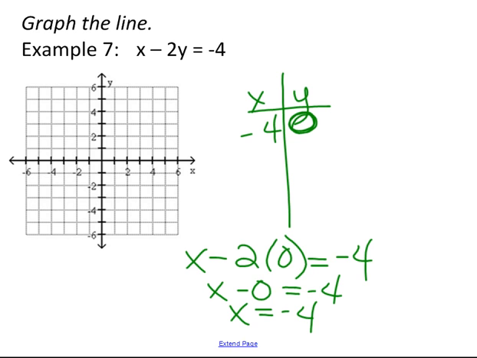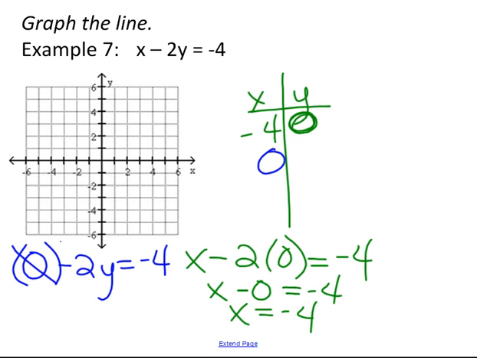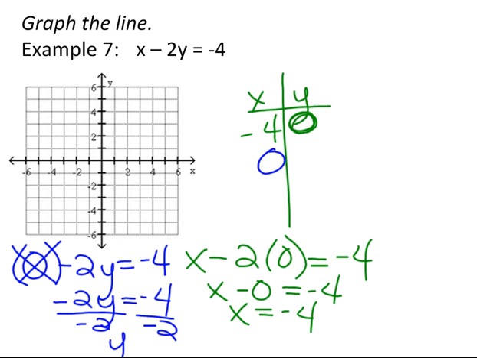I'm going to repeat the process, only this time I'm going to let my x equal 0. So I have 0 minus 2y is equal to negative 4. 0 I don't have to worry about. I got negative 2y is equal to negative 4. Divide by negative 2, and I get y equals 2.